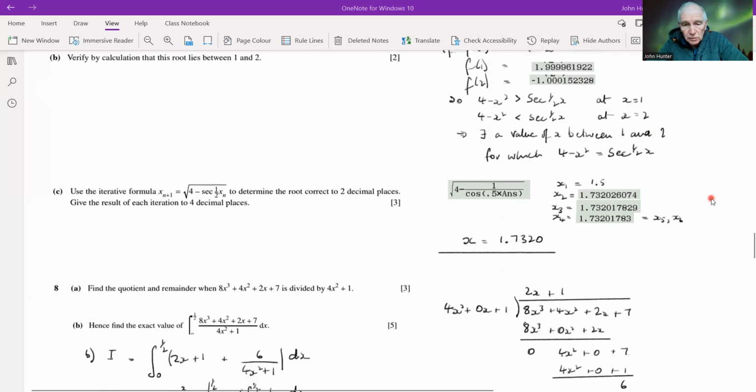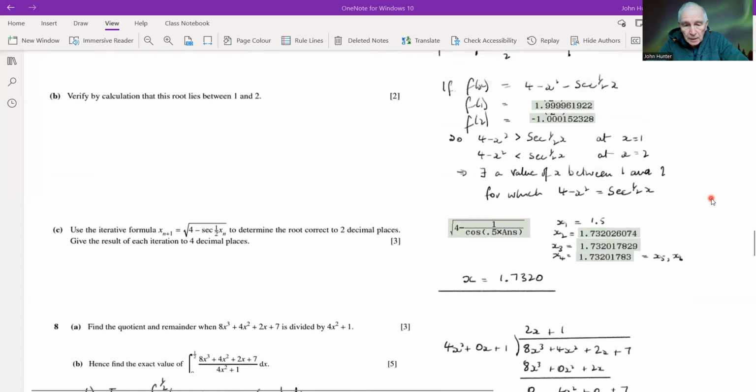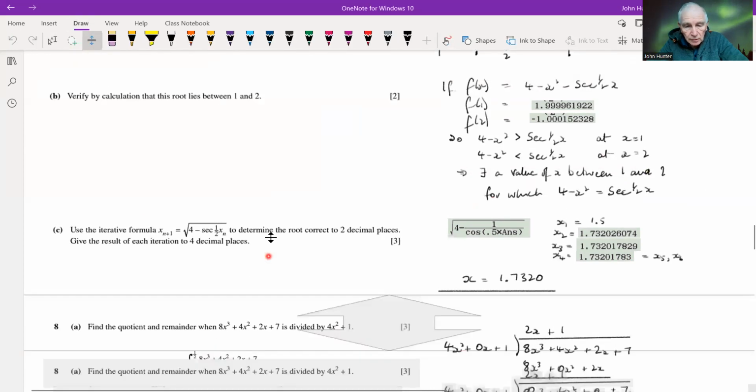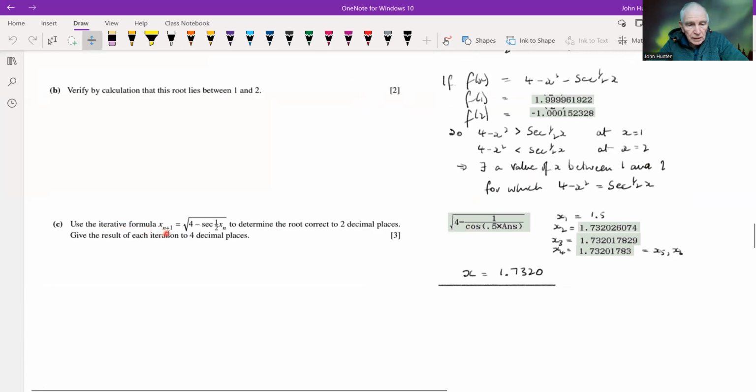And now it goes on to this part here. So let me scroll that down, get out of the way. Use this iterative formula, x sub n plus 1 equals the square root of 4 minus sec half x sub n, to determine the root correct to 2 decimal places.